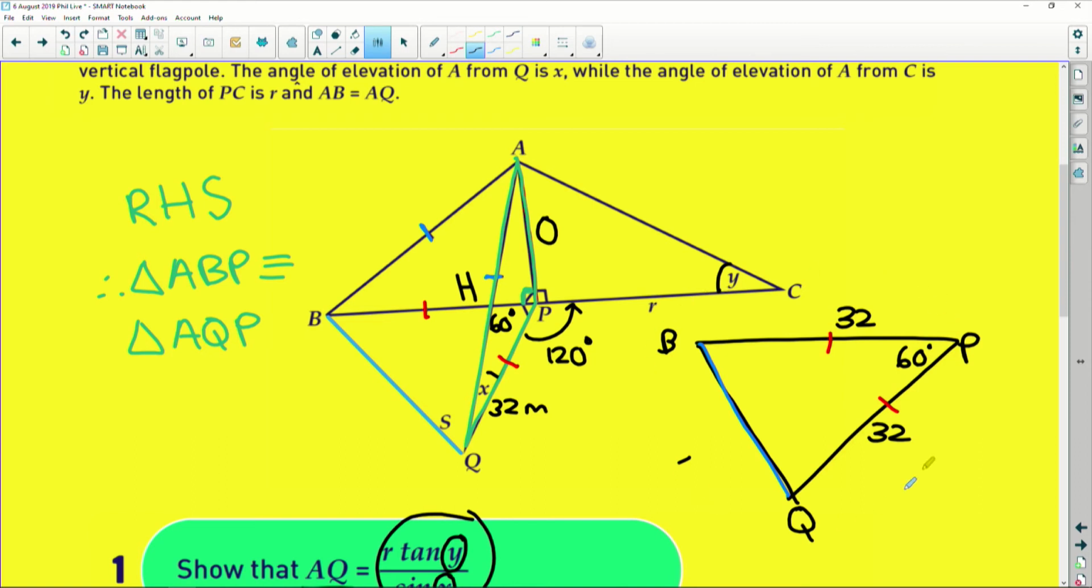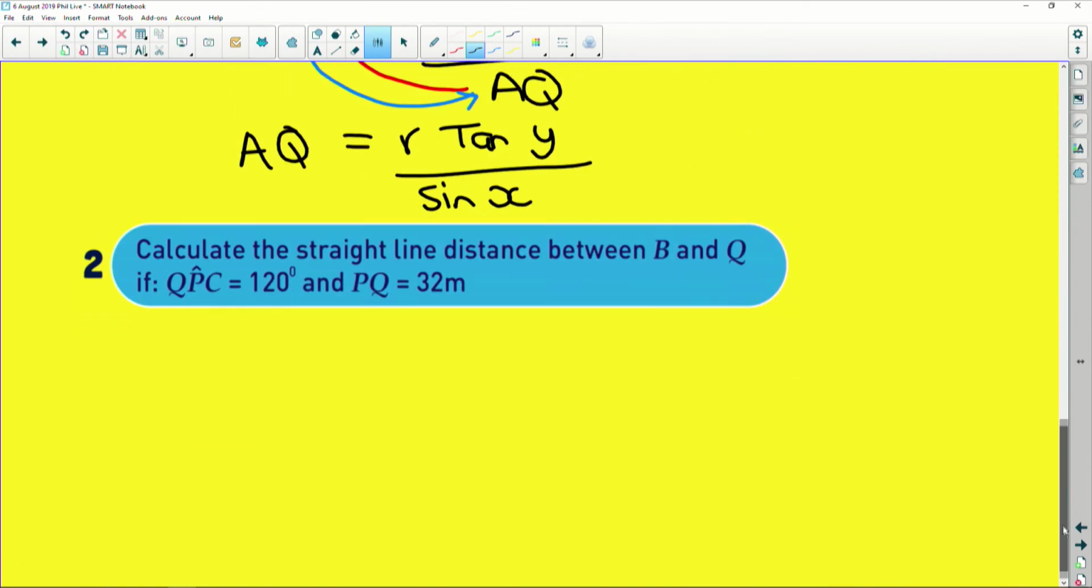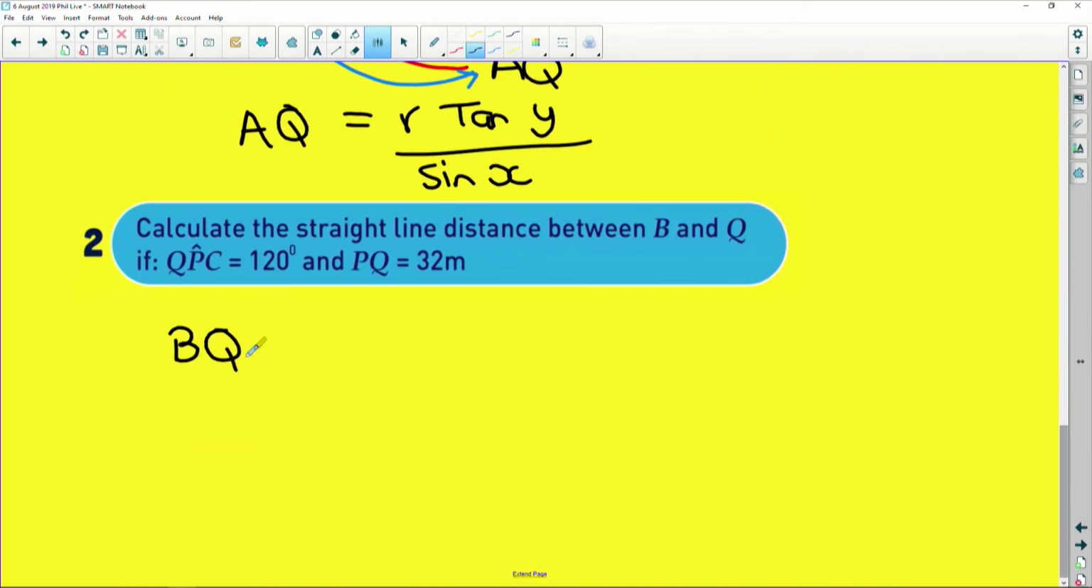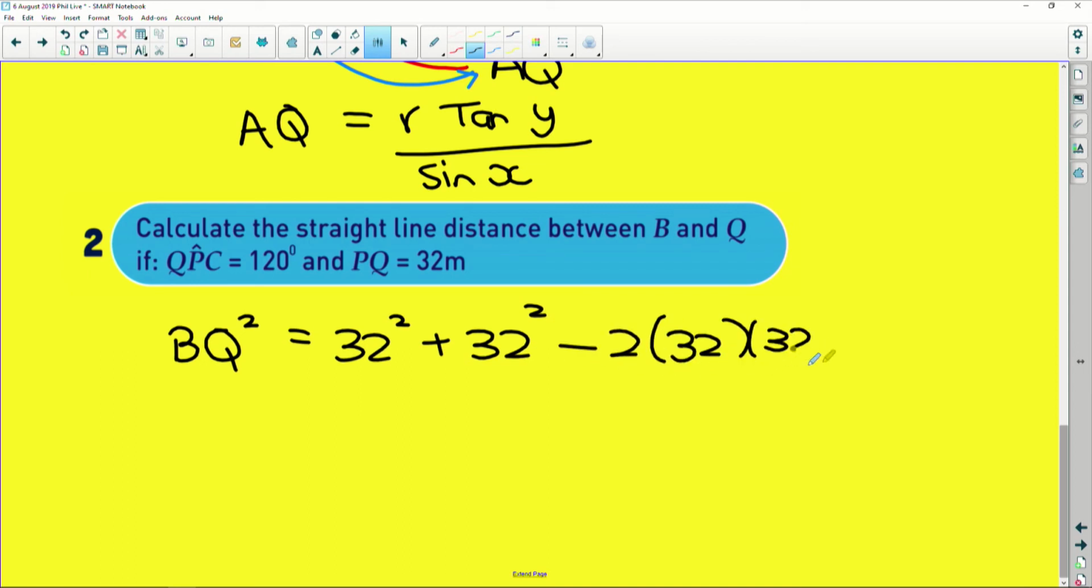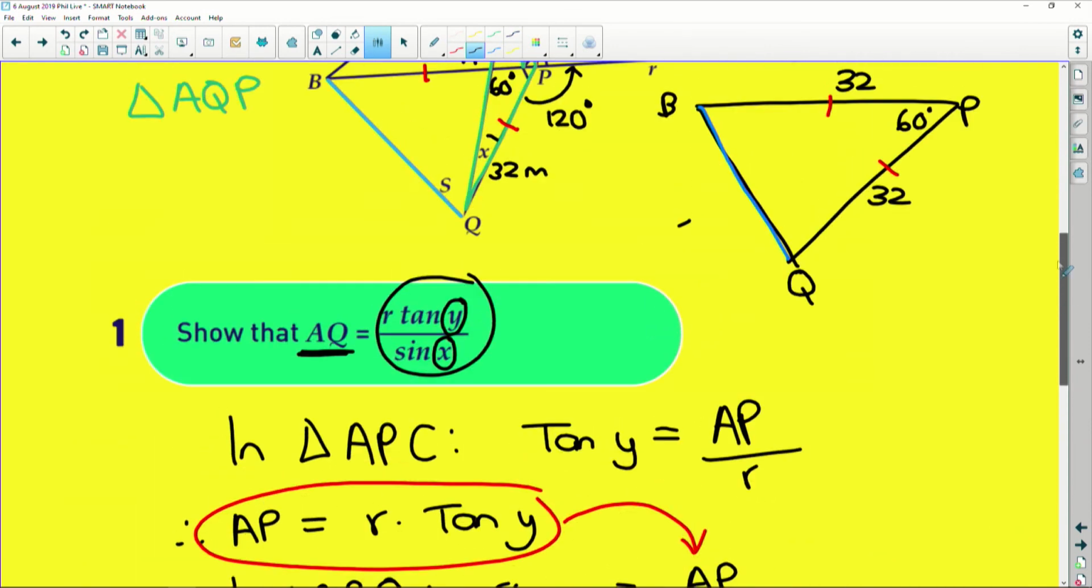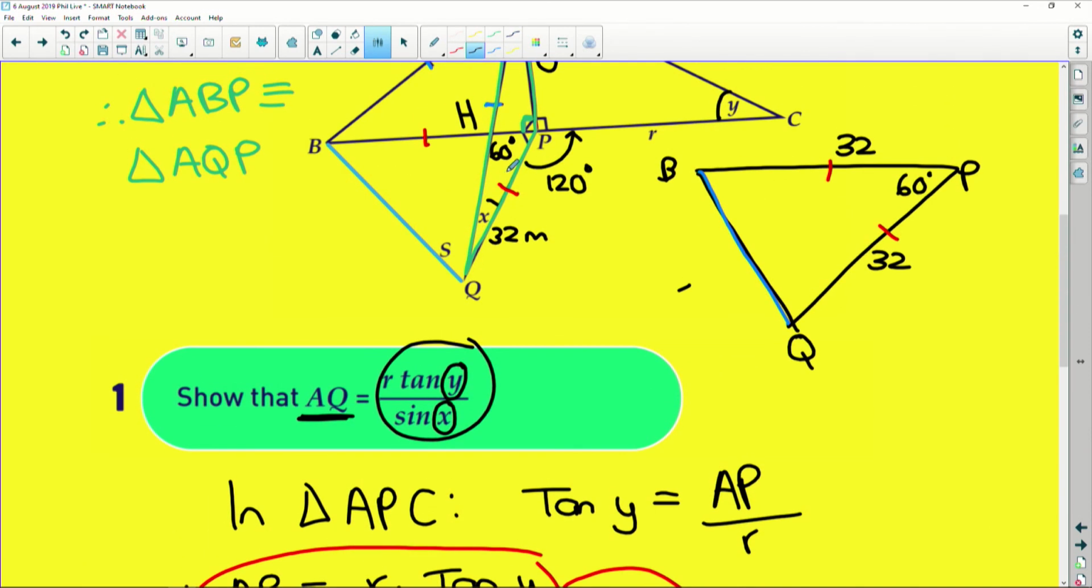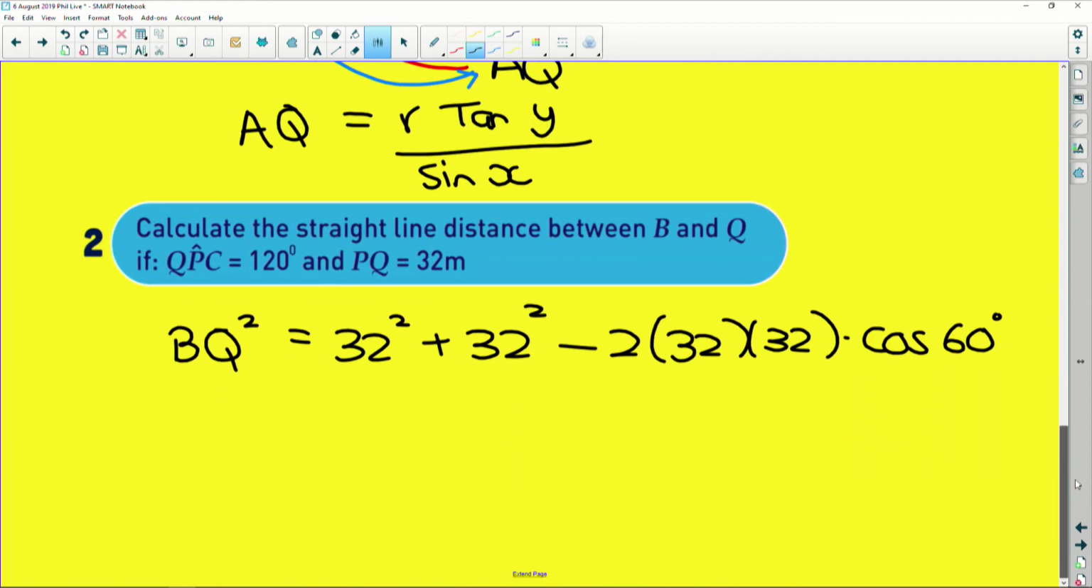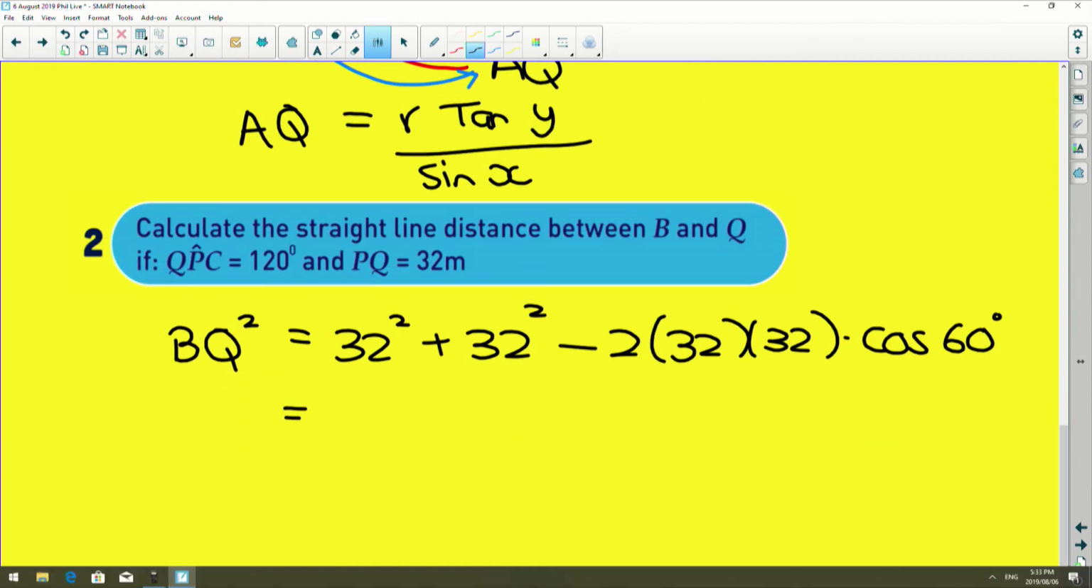Now we have enough information to use the cosine rule. Okay, so we're going to get that BQ squared is equal to 32 squared plus another 32 squared, remember the sum of the two sides squared, minus 2 times their product, multiplied by cos of their included angle, which was that 60 degrees that we found through angles on a straight line. Okay, and now it's just a case of plugging this into your calculator.